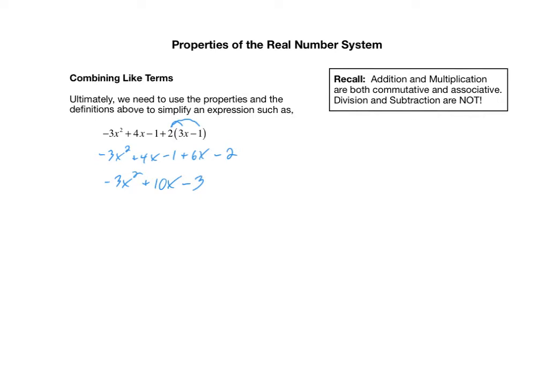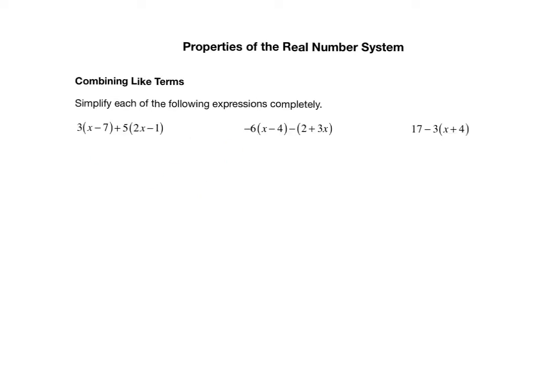Let's do some more practice with this. Let's simplify this expression here. Notice we've got 3 times this difference and 5 times this difference. So let's first use the distributive property twice to get rid of these parentheses. Over here, you've got the 3 times the x and the 3 times the 7 would give you 3x and then minus, because it was subtraction here, the 3 times the 7 is 21. Plus, we've got 5 times the 2x is 10x. Minus, because we've got subtraction here, 5 times the 1 is 5.